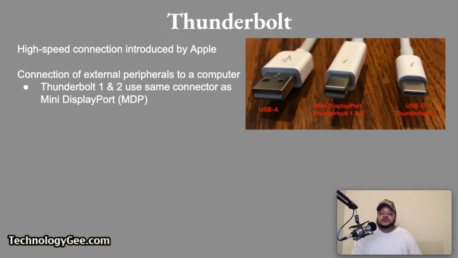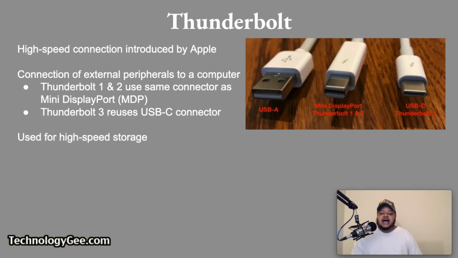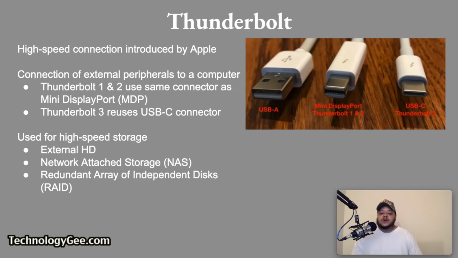Thunderbolt 1 and 2 use the same connectors as Mini DisplayPort, also known as MDP, whereas Thunderbolt 3 reuses the USB-C connector from USB. Thunderbolt is also used for high-speed storage, including external drives, network-attached storage, also known as NAS, and redundant array of independent disks, known as RAID. It is also used for high-resolution video.